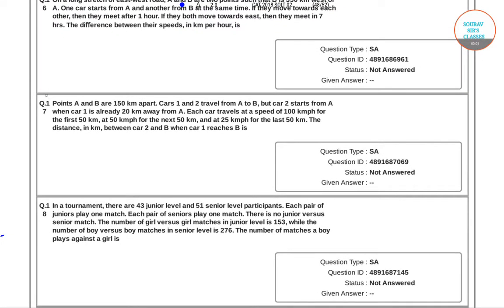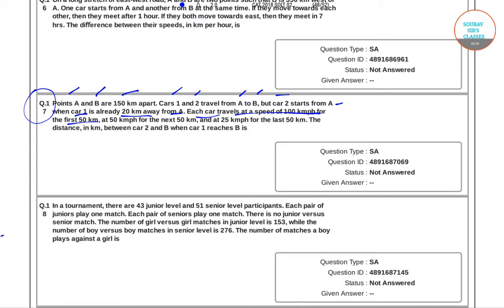Hello students, today we will be solving question number 17 from the CAT 2018 slot 2 question paper. In this question it has been said that points A and B are 150 km apart and cars 1 and 2 travel from point A to point B. Car 2 starts from point A when car 1 is already 20 km away from A.